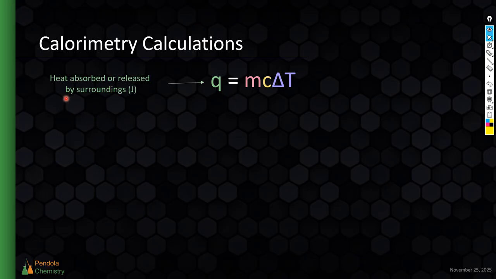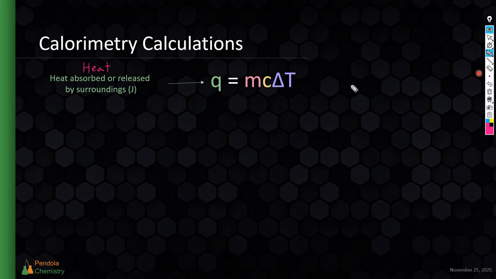Now, what is Q? Q is not delta H, and this is something that you need to make sure you understand. Q and delta H are different. Q is simply a measurement of the amount of heat absorbed or released by the surroundings in joules. So Q is just heat. Q is not the enthalpy change, because if you remember, enthalpy change is per mole. Q is simply the amount of heat given off or absorbed by a specific reaction that we carry out in the lab, in joules, not in joules per mole.